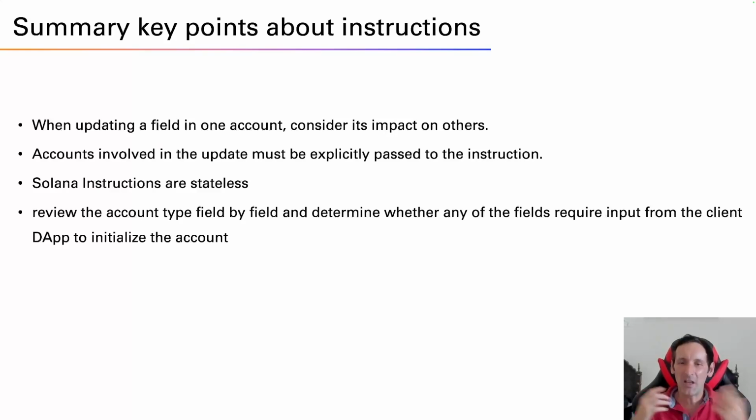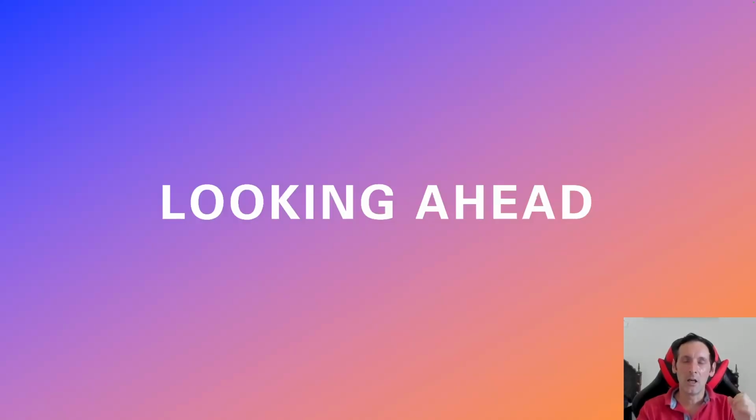Generally speaking, it's always a good idea to match the arguments that you have in the instruction with the arguments of the context struct definition. You will see that in the next video that I'm going to create.